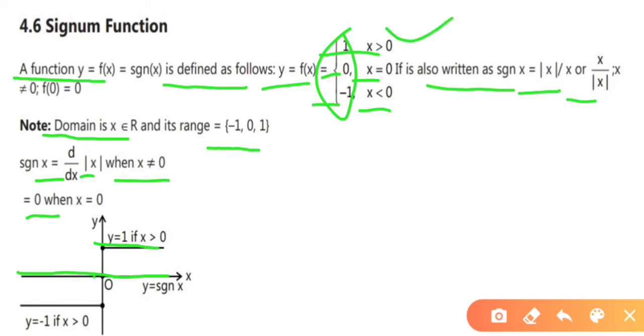When y equals 0, it is on the x-axis, and when y equals minus 1, x should be less than 0. Y equals minus 1 means x is less than 0, right? Some misprint is there here. Y equals minus 1 means x is less than 0. Got it?